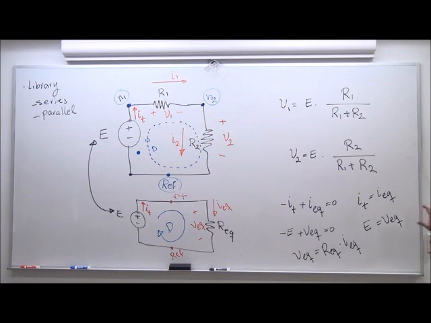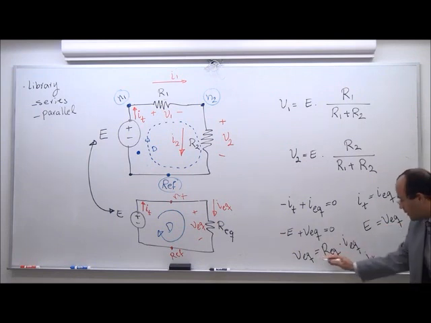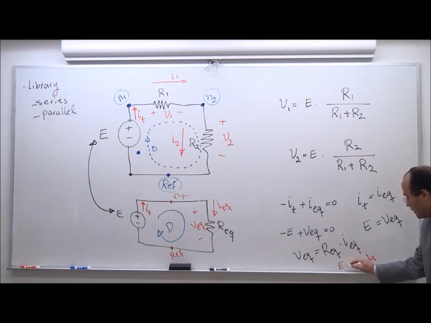I don't care about V equivalent and I equivalent. All I see is IT and E. I equivalent is IT. Let's replace this. This is IT. V equivalent is E. Let's replace this. E is equal to R equivalent times IT.